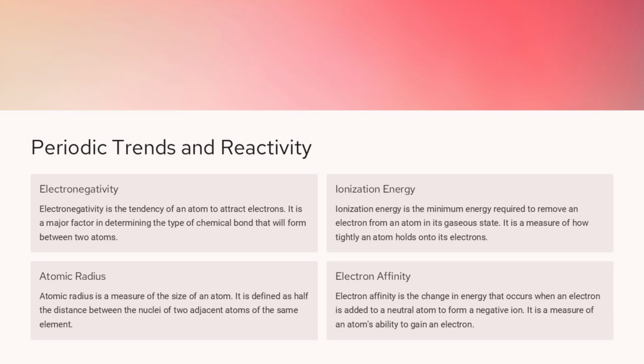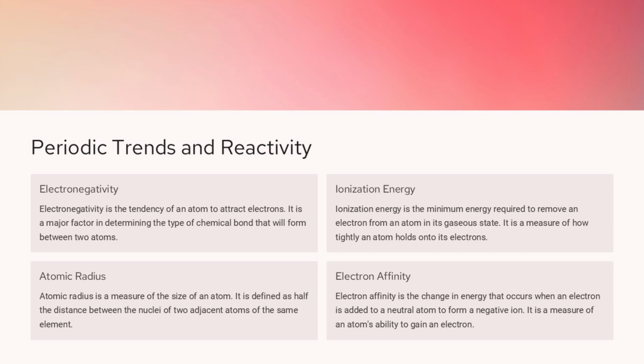Electronegativity is the ability of an atom to attract shared electrons in a bond. Higher electronegativity means the atom more strongly attracts electrons. Ionization energy is the energy required to remove an electron from an atom. Higher ionization energy means the atom holds onto its electrons more tightly.